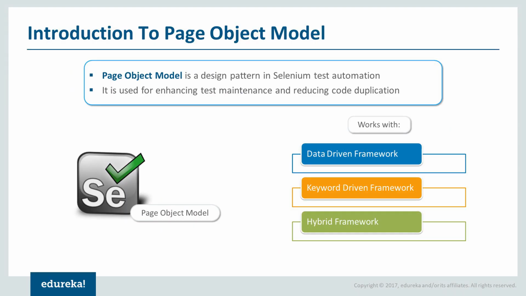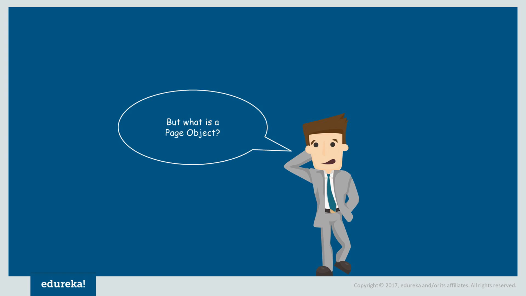Okay, let us go back to our slides, see what we have done till now. So when you are working with your page object model, it is a design pattern in your Selenium test automation. It is actually a Java design pattern which was used by your developers, but we also use it since we are also automation developers. So we use it in our framework development as well, right? It is used for enhancing your test maintenance and reducing your code duplication. So these are the three different frameworks which you come across, and all these three different frameworks can implement your POM as well.